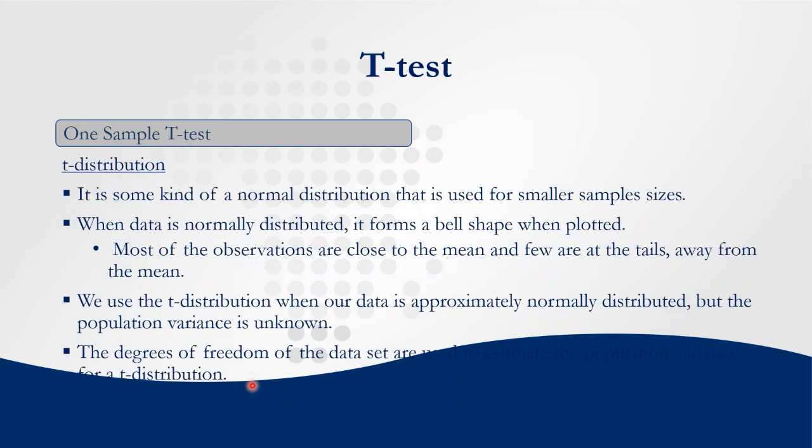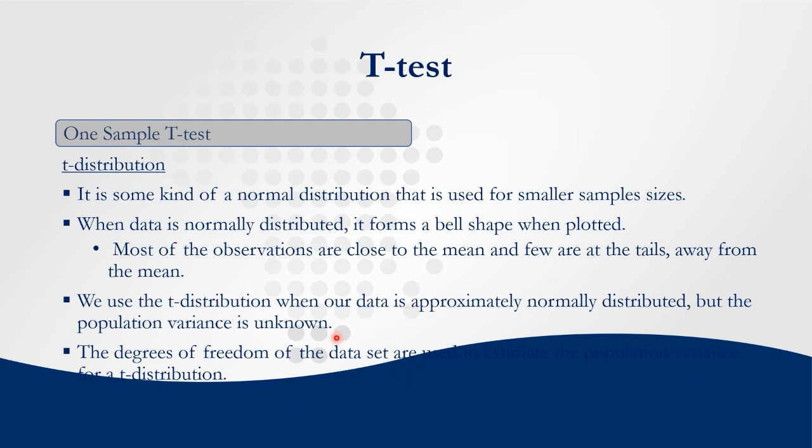So the t distribution is some kind of a normal distribution. Normal distribution, by now we know that it is bell shaped. When we have small samples, the t distribution is some kind of a normal distribution that is used for small samples. When we have a normal distribution and we plot it, we have a bell shape, meaning that most of the observations are close to the mean and few are at the tails. So when we say something is normally distributed, we are saying that most of the observations are close to the mean. We expect most of the observations to be around the middle, and then we expect few observations on the extremes, meaning the tails away from the mean.